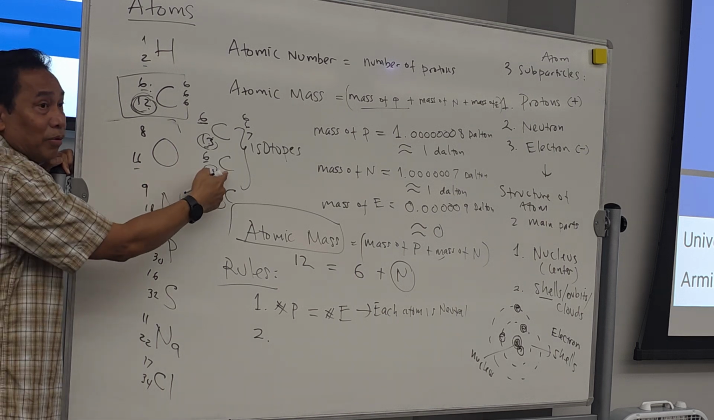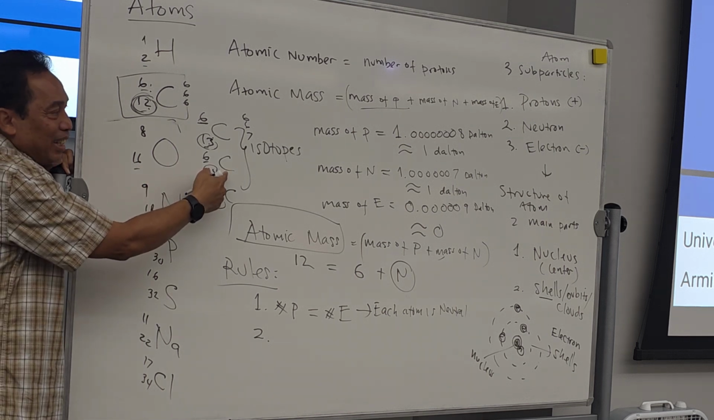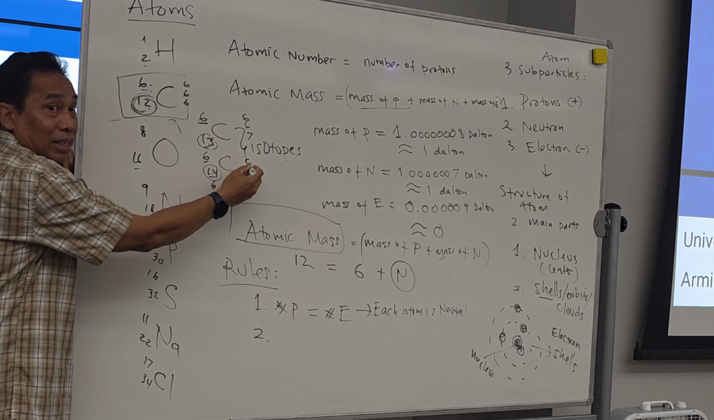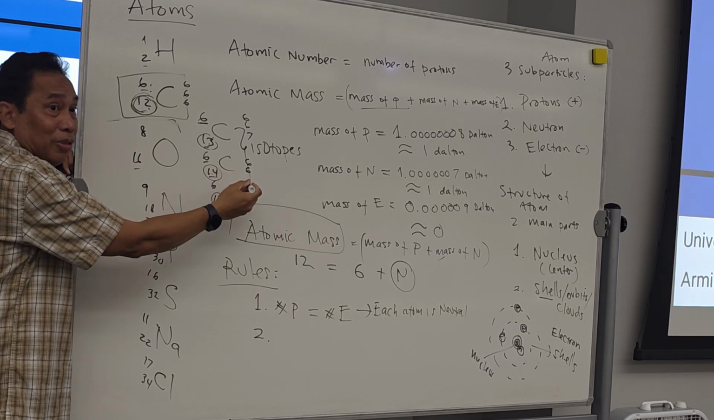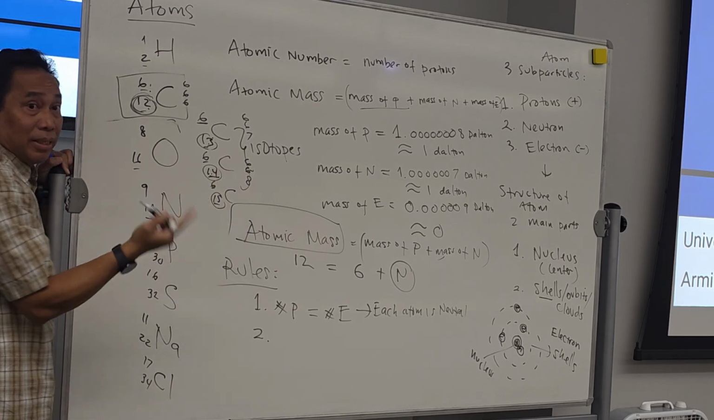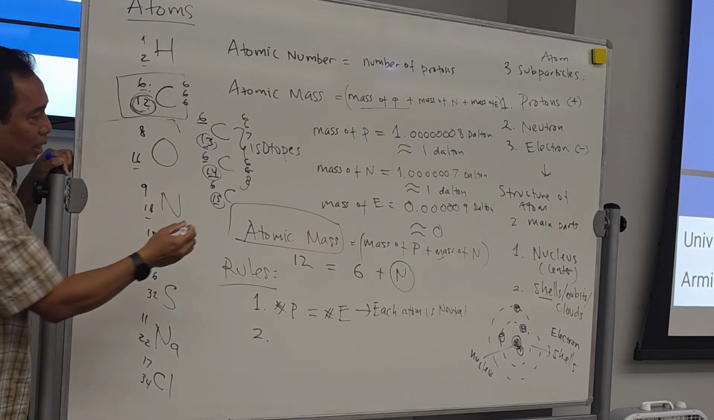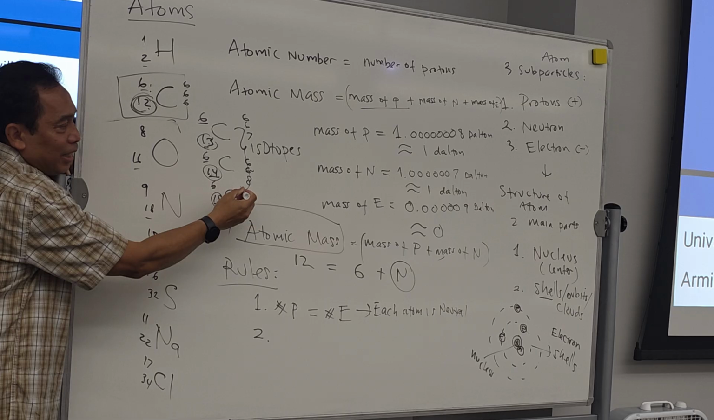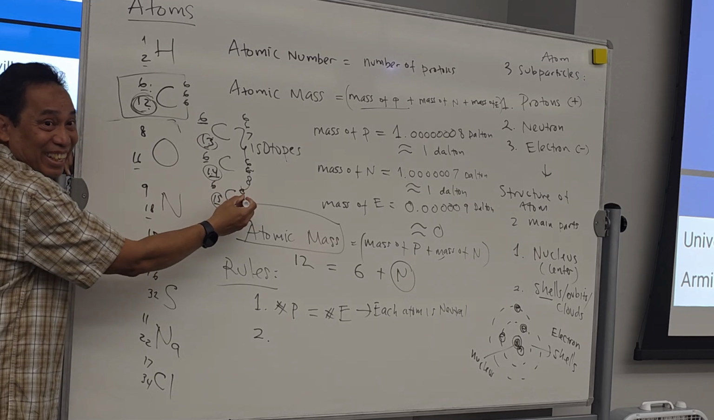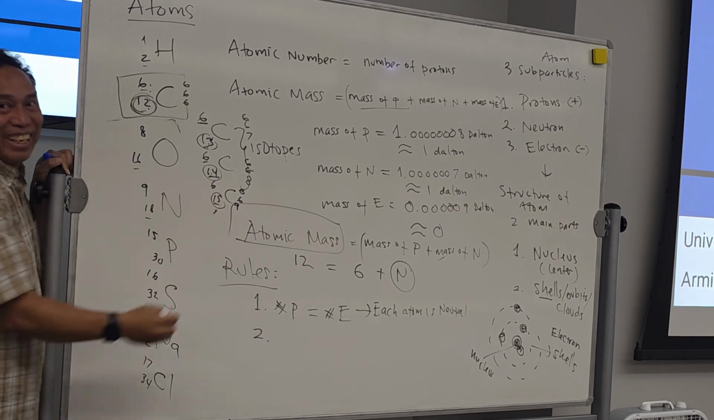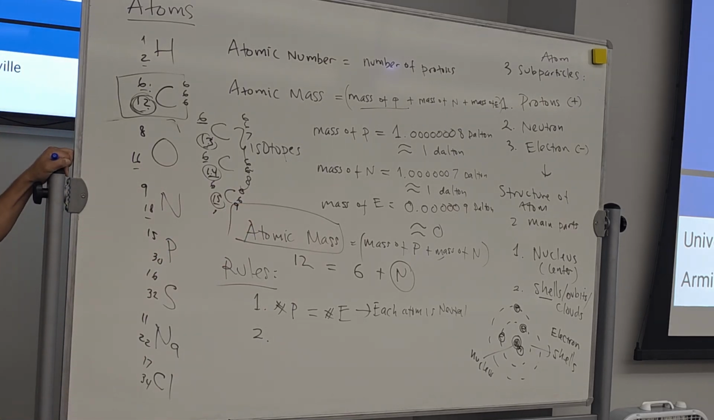Look at this carbon over here. How many protons? How many electrons? 6. How many neutrons? 8. 14 minus 6. Okay? Last one over here. How many protons? 6. How many electrons? How many neutrons? 9. 15 minus 6 is 9.